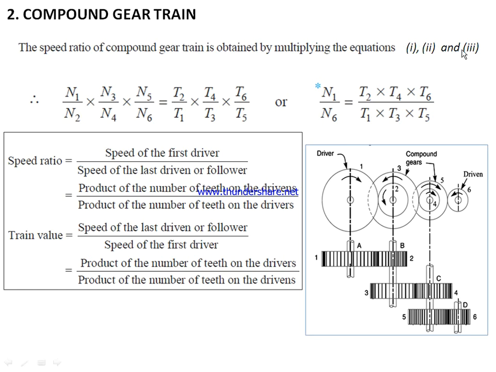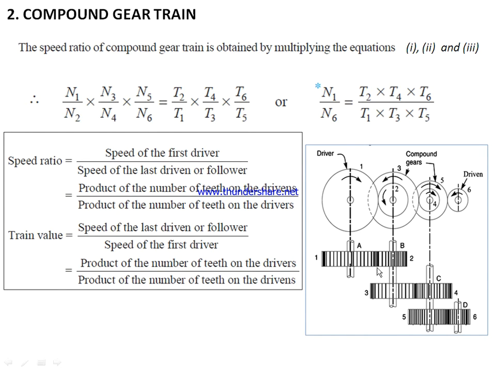Now multiplying all three equations, what you get is N1 by N2 into N3 by N4 into N5 by N6 equal to T2 by T1 into T4 by T3 into T6 by T5. So you can see that in this equation the velocity ratio for this particular compound gear train N1 by N6 will be equal to T2 into T4 into T6 divided by T1 into T3 into T5.